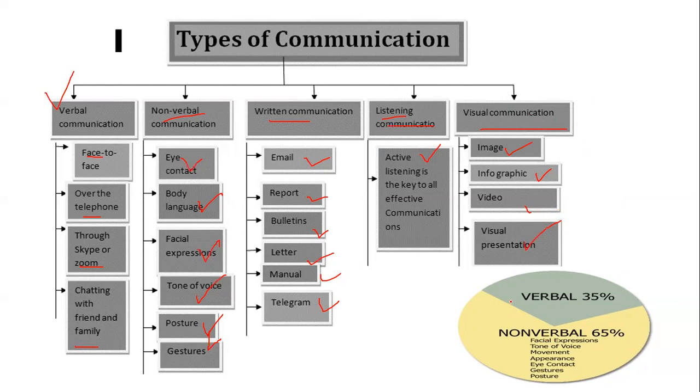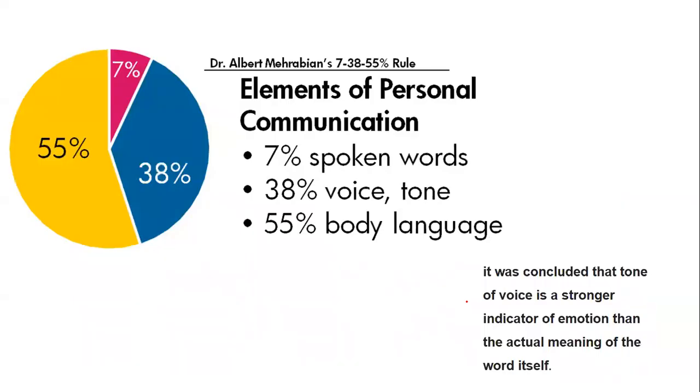So please remember, verbal communication takes 35% of the weightage, and non-verbal communication plays an important role with more weightage. This has been proved by a famous personality, Albert Mehrabian's theory, that is the 7-38-55 rule. What are the elements of personal communication? 7% of spoken words, 38% of tone of voice, and 55% of body language. It is concluded that the tone of the voice is a stronger indicator of emotion than the actual meaning of the word. So the tone plays an important role, along with non-verbal communication.